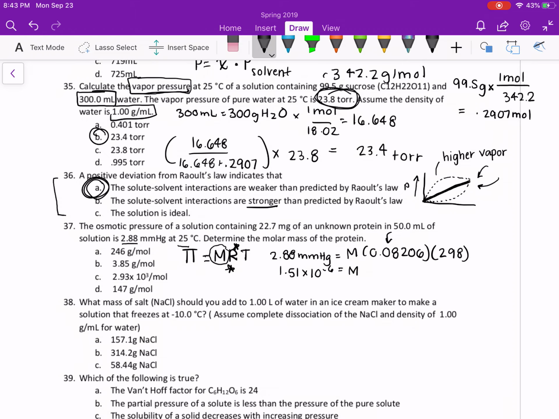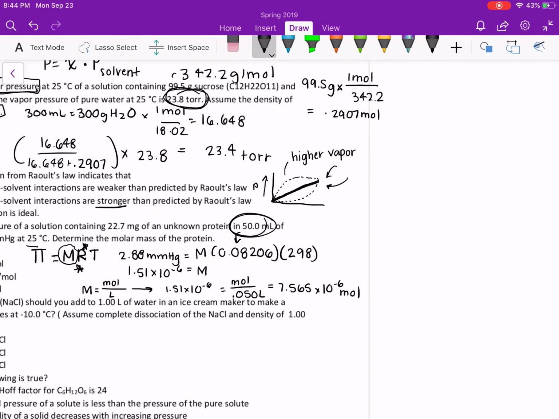right? So what I want to do from there is convert molarity to moles, which is going to be moles per liter. So I'm going to put 1.51 times 10 to the negative 6 equals my volume, which it tells me is 50 milliliters, so that 0.050 liters over moles. So when I multiply that out, I get 7.565 moles. Well, not times 10 to the negative 6 moles. Sorry about that.